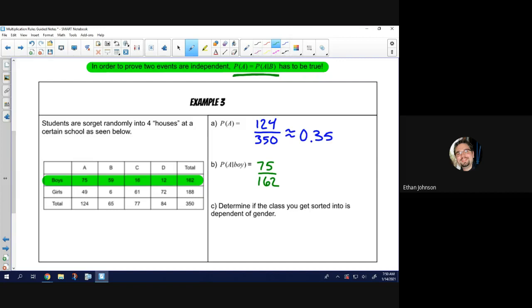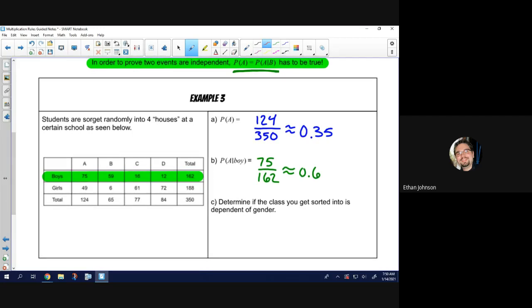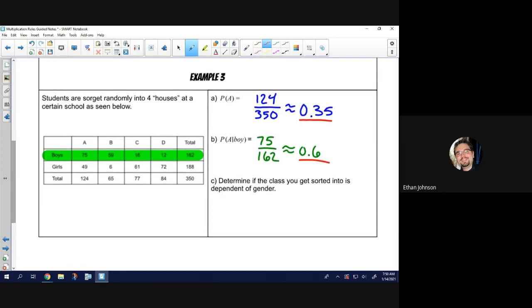And if I do the same thing for the second one, I get roughly 0.6. Meaning there's about a 60% chance that you get sorted into house A given you're a boy. Now, to answer this last bit, once again, this probability has to be the same as this probability for them to be independent. So to determine if they are dependent, those decimals or those fractions are not the same, so they are dependent. Once again, because 0.35 does not equal 0.6.